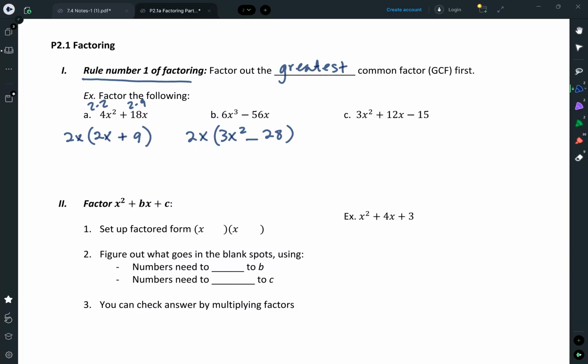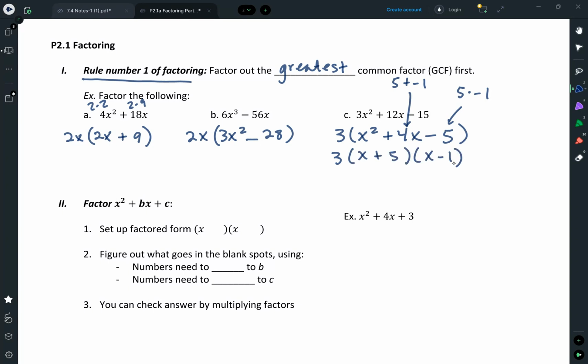On the last one, 3, 12, 15, I can factor out a 3 from everything. And then I'm left with a trinomial. And I could remember, and we're doing this like the next step for part 2, I could remember that 5 times negative 1 makes negative 5, and 5 plus negative 1 is 4. And so I could factor this as x plus 5 times x minus 1. So I could keep factoring it. And that 3 just stays out.